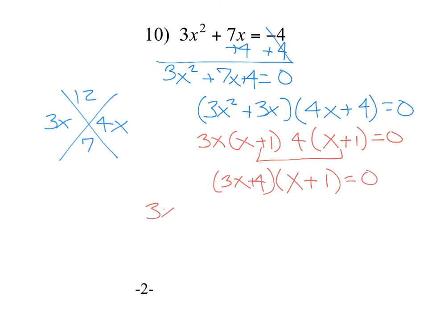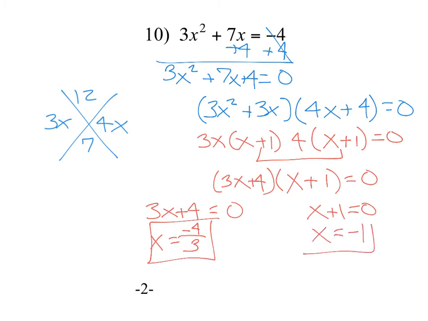So now I'm going to break this into two separate equations. And I'm going to set them equal to 0 and solve. So for this first one, I'm going to subtract 4 over, then divide by 3. So x will equal negative 4 thirds, and you're okay to leave it as a fraction. And then the next one, I'm going to subtract 1 over, so x equals negative 1. All right, so those are your two solutions for this problem.